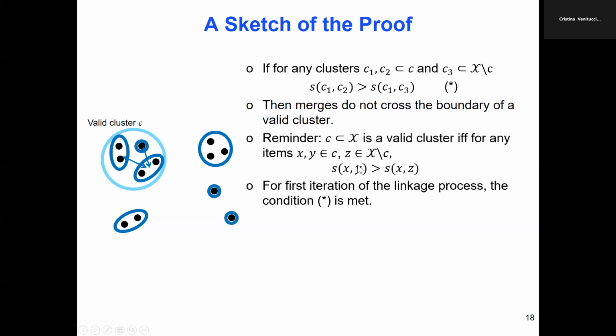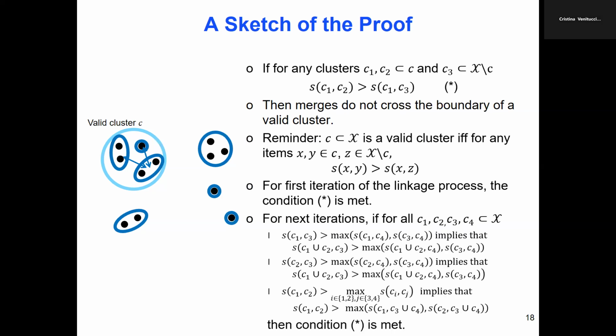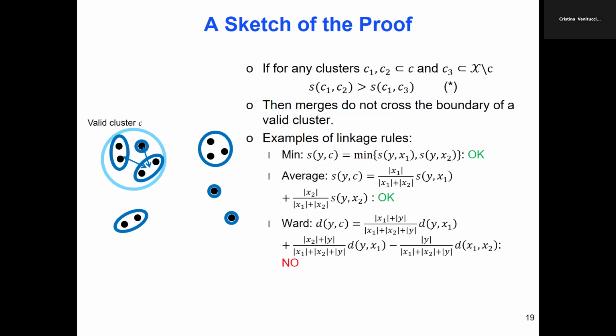So the bottom layer is always going to be correct just because of that. But then for the next iteration, I need a number of conditions. And these are conditions, for example, that ensure that the first condition over there is met. So we need to check if the linkage rule verifies these conditions. And if we come back to the different linkage rules that I had before, well, there are some that do and some that do not.